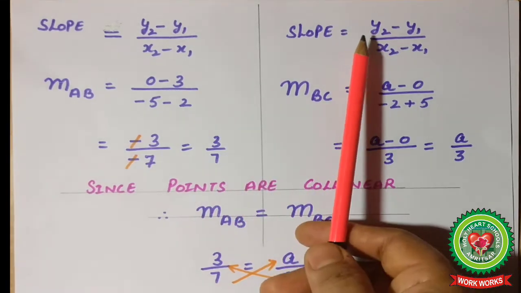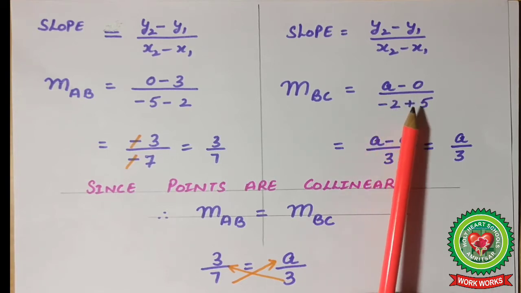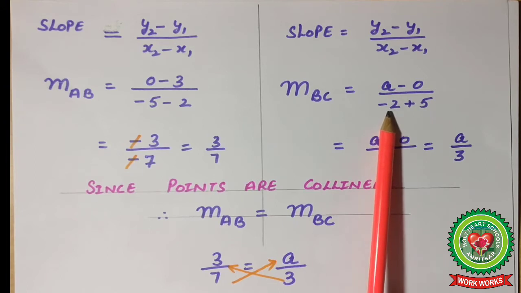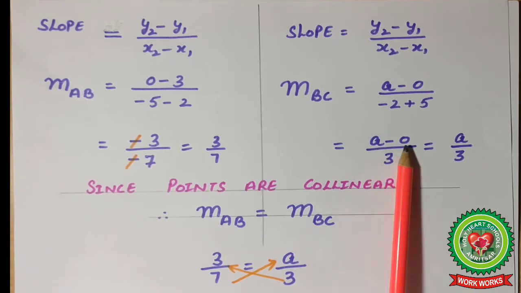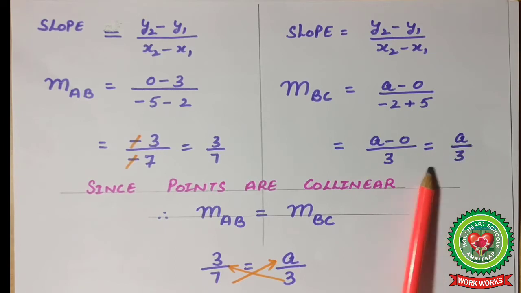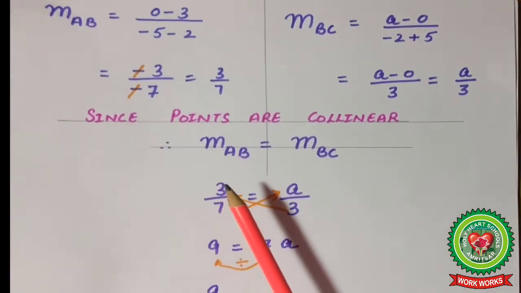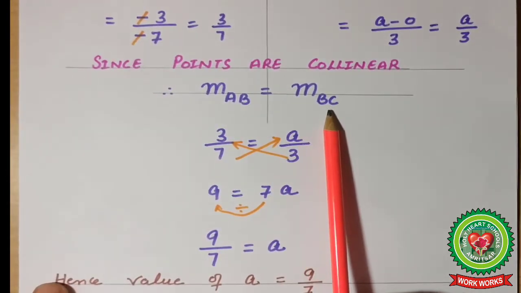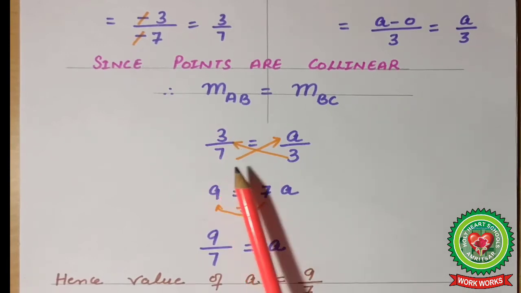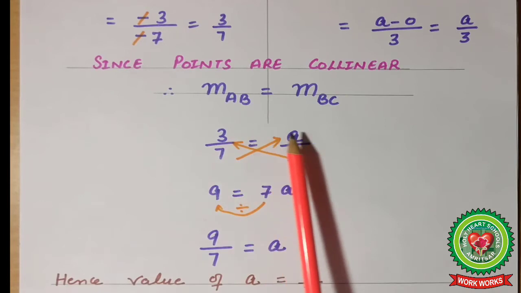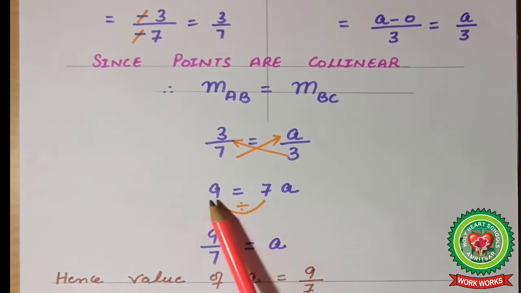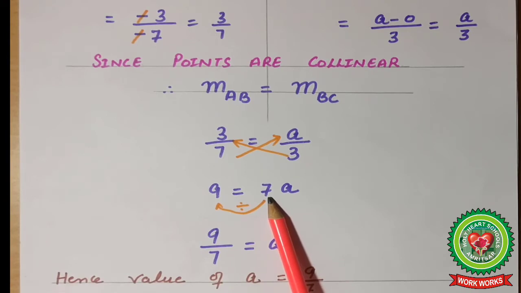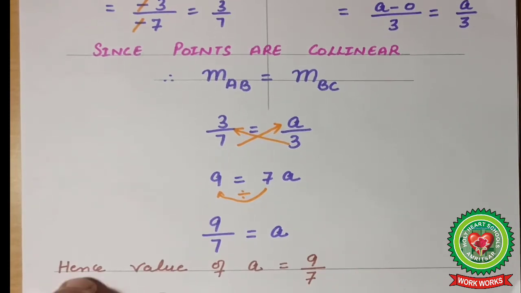Now for the slope of BC, y2 value is a minus 0, and x is minus 2 plus 5. Minus 2 plus 5: plus minus, take the sign of the bigger term and subtract, so 3. So a minus 0 is a, giving a upon 3. Since points are collinear, slopes are equal: MAB is equal to MBC. Put 3 upon 7 equals a upon 3. Cross multiply: 3 times 3 is 9, equals 7a. 7 goes to the denominator, so a is equal to 9 upon 7.